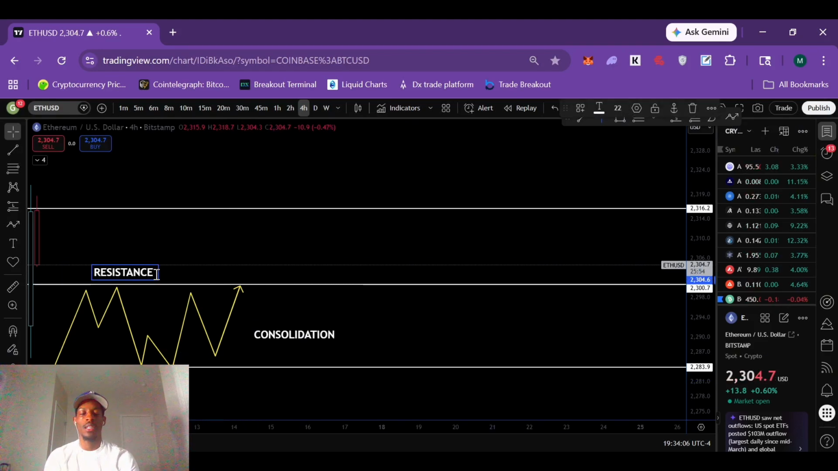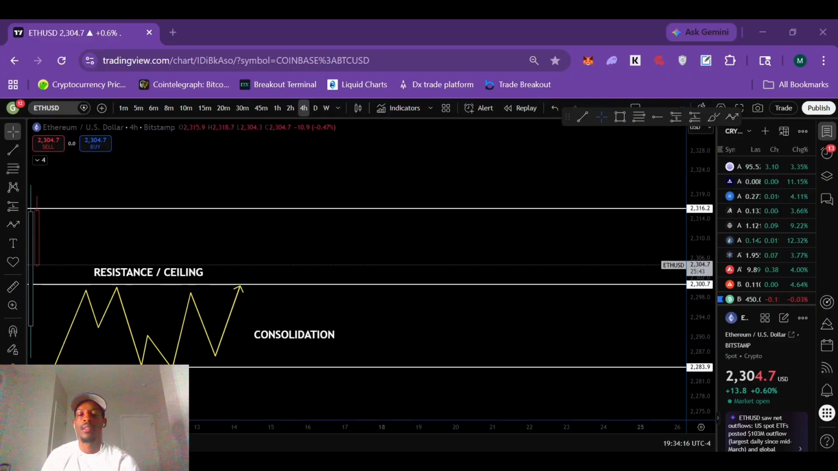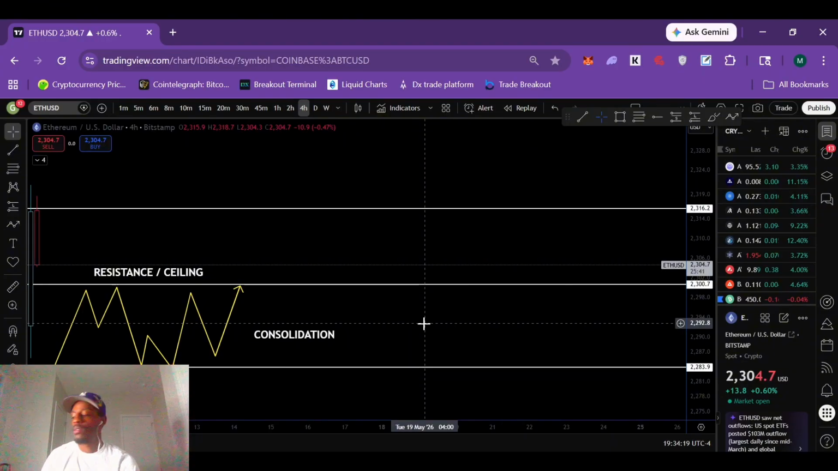Resistance, I want you to think about as your ceiling. If you were to throw a ball at your floor, the ball will most likely go up, right? And if you were to throw a ball at your ceiling, the ball will most likely come down, right? So that's how the market can work. It gets to a certain level in which it doesn't want to go above, and it'll come back down, or a level that it doesn't want to go below, and it'll go back up.